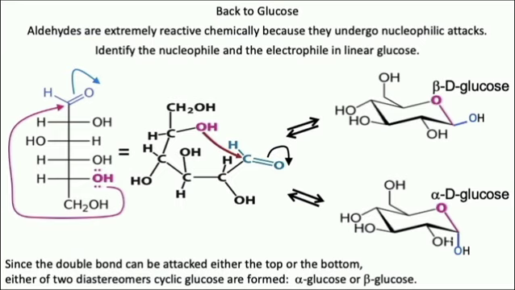An even more important learning objective is that cyclization of linear glucose leads to two different conformations, alpha glucose and beta glucose. This occurs because the nucleophilic attack of oxygen 5 on the aldehyde group can either occur from above the ring or from below the ring, which will push the hydroxyl group either up above the ring of the glucose or down below the ring of the glucose.